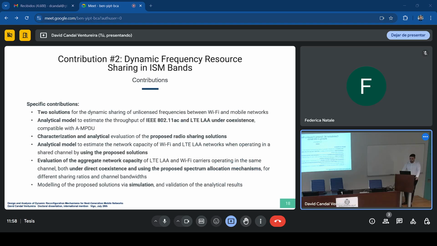So in summary, this work presented two mechanisms that allow mobile operators to manage how the resources are allocated in unlicensed channels between mobile and Wi-Fi networks.